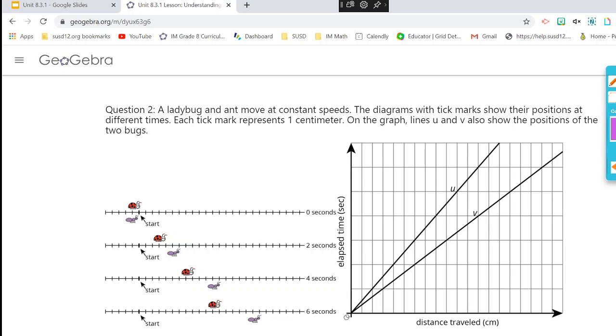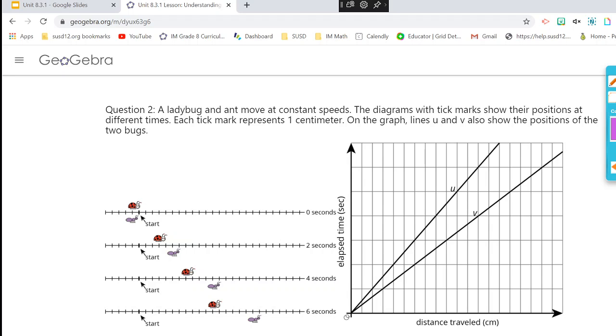Here is the movement at 0 seconds, after 2 seconds, after 4 seconds, and after 6 seconds. On the graph, lines U and V also show the positions of the 2 bugs. Here's line U and line V. So this is a graph of their position. You can see the centimeters, distance traveled, on the x-axis, and time on the y-axis. So as time increases, the distance traveled also increases. The question asks, which line shows the ladybug's movement?